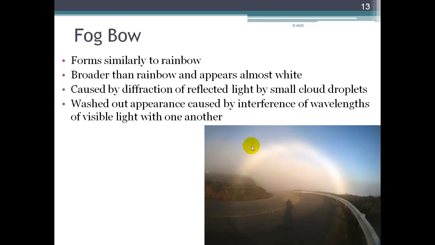But with a fog bow, we're seeing a cloud, or the fog anyway, and then the bow, but you don't see it broken out into colors. It's just white because there's so much going on here with the cloud or the fog itself. Too many wavelengths of light interfering with one another, so we just see it as white.